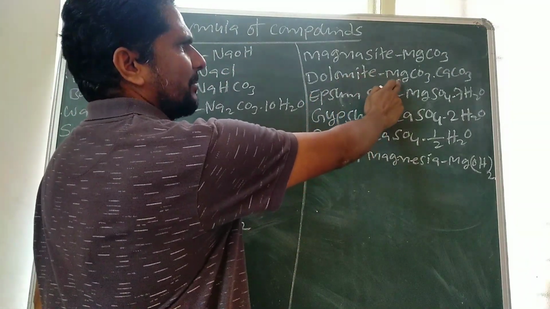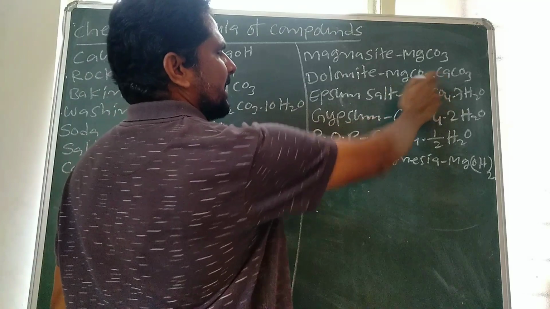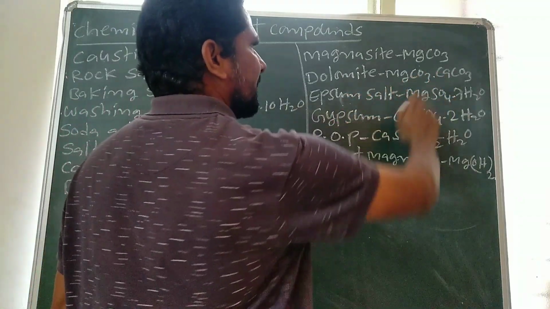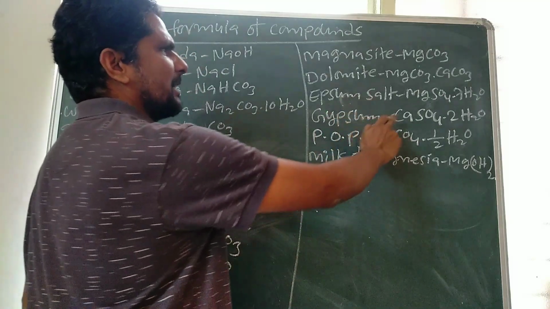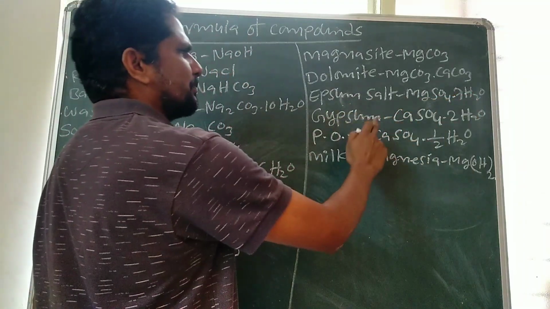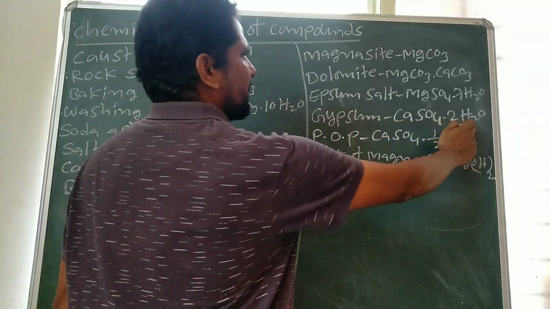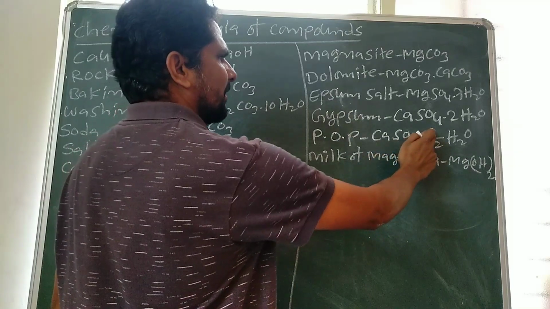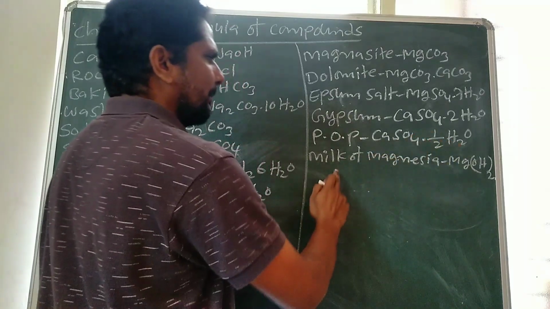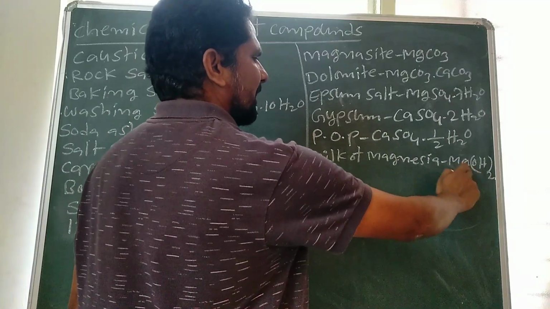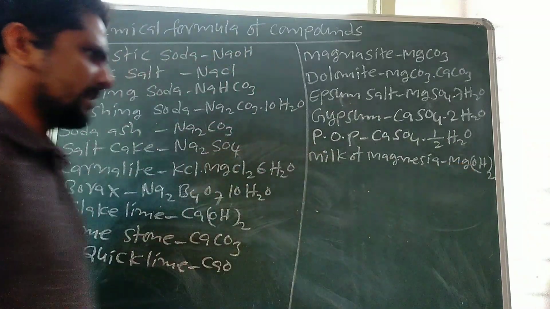Dolomite: chemical formula MgCO3·CaCO3, chemical name magnesium carbonate and calcium carbonate. Epsom salt: MgSO4·7H2O. Gypsum: CaSO4·2H2O. Plaster of Paris: calcium sulfate with half H2O. Milk of magnesia: Mg(OH)2, chemical name magnesium hydroxide.